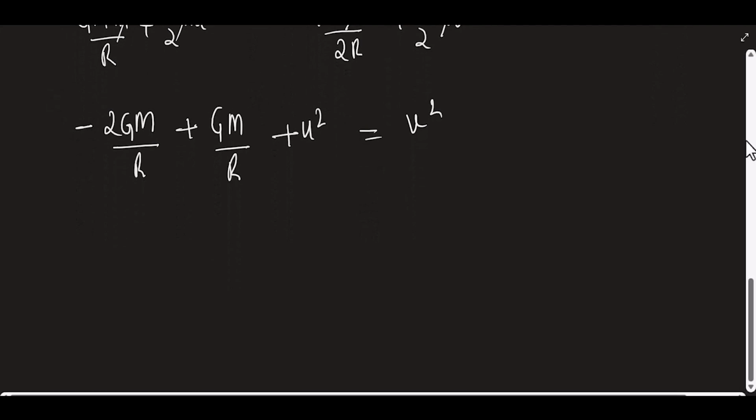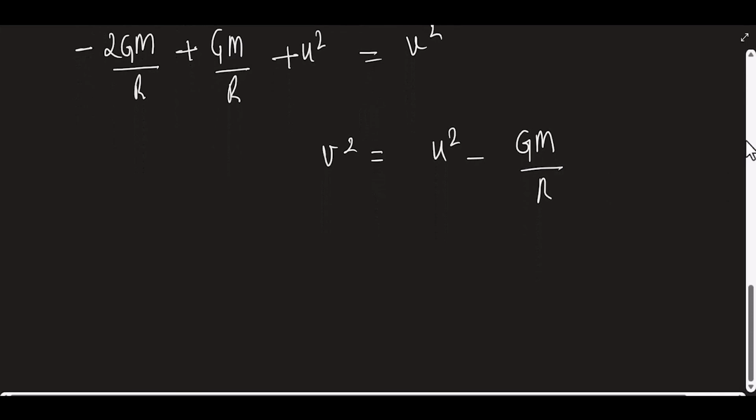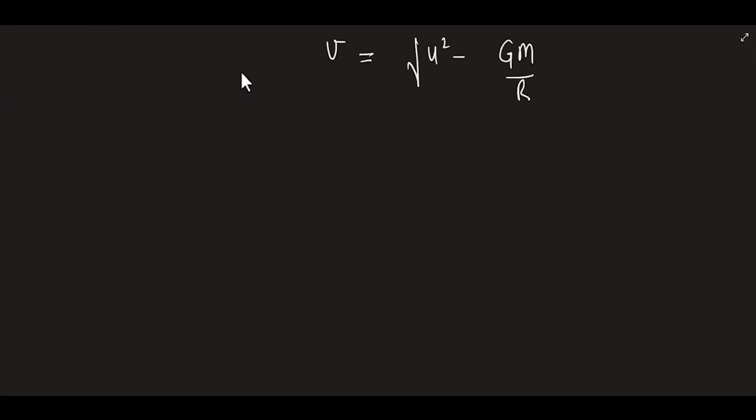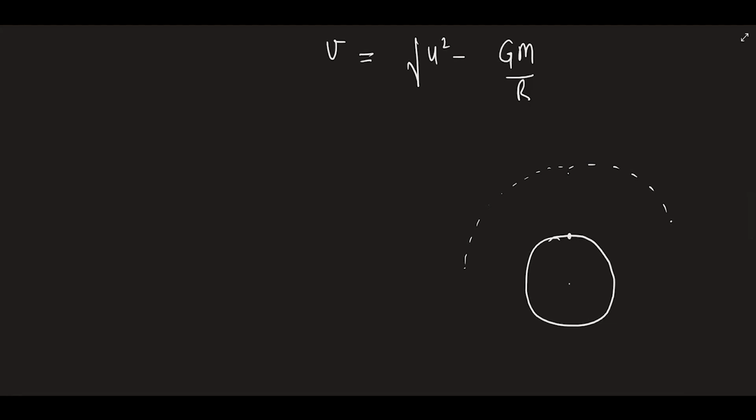So from here you can say v square is equal to u square minus GM by r. And if you want to write v, then it is the root of u square minus GM by r. So now we have calculated the velocity with which the satellite is approaching the orbit which is at a distance of 2r. So we'll see now what the situation is. This is the surface of the earth, and my satellite is going to reach this orbit, and we know the distance of this orbit is 2r from the center of the earth.